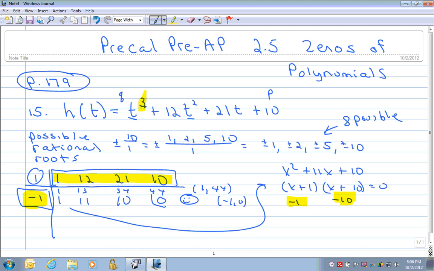So our solutions then are x equals negative 1, and that's twice. We don't need to write it twice, and negative 10. Negative 1, because it happened twice, has what we call a multiplicity of 2. And in a graph, what that means is it touches at that point and goes back up, or touches and goes back down. We'll talk a little bit more about that when we get to graphing. All right, let's go on.